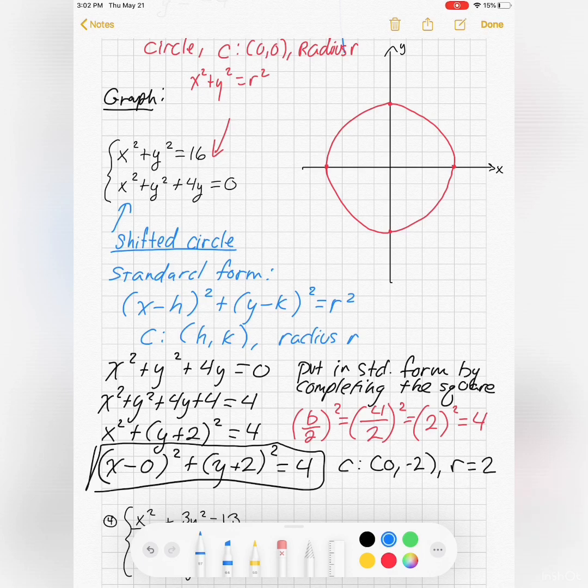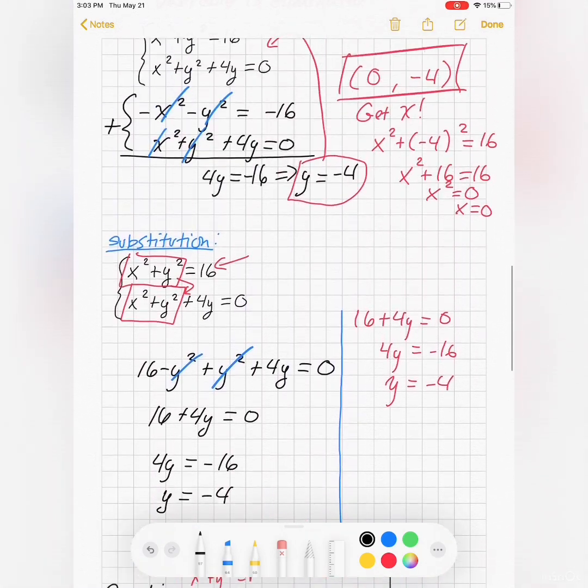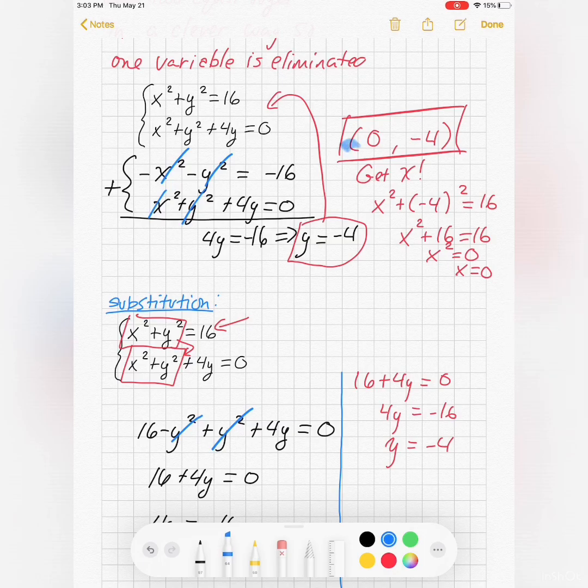Okay, should I graph that one in blue? So its center is here. Radius is 2. So starting at that center, okay, and so I can see indeed I have that one intersection point, which is (0, -4), which is the solution that we found up here back when we solved the system.